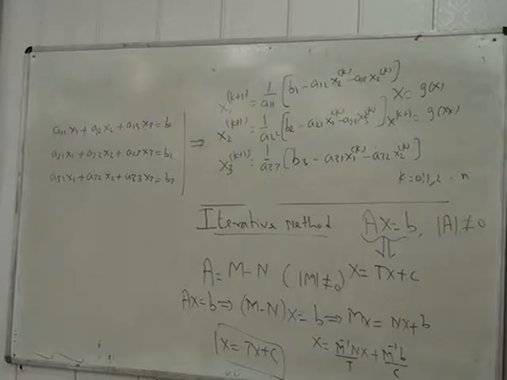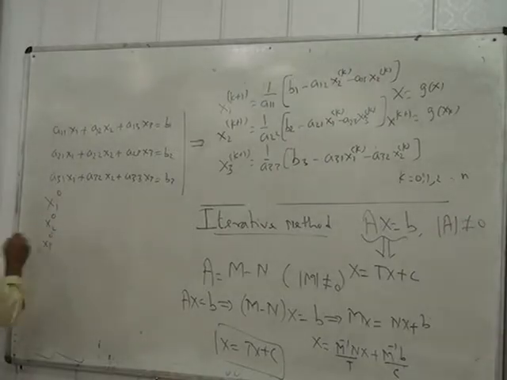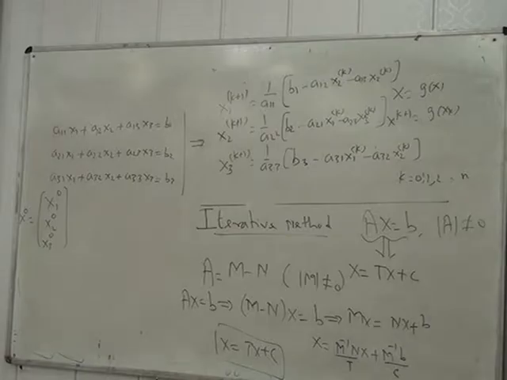So if k is 0, I must have this. That means I must know my x1 0, x2 0, x3 0, correct? Which is nothing but, if you want to write the compact model, x0. I must know this. The initial guess I must know, then I can find the x1. Understand?